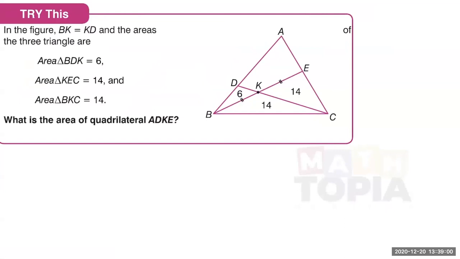That means if this is 6 and this is 14, there is a 3k and 7k connection. If this side is 3k, this side has to be 7k. The reason is that they share the same height, and the area ratio is just the base ratio, which is 6 over 14, which is 3 over 7, so 3k and 7k. We got it.